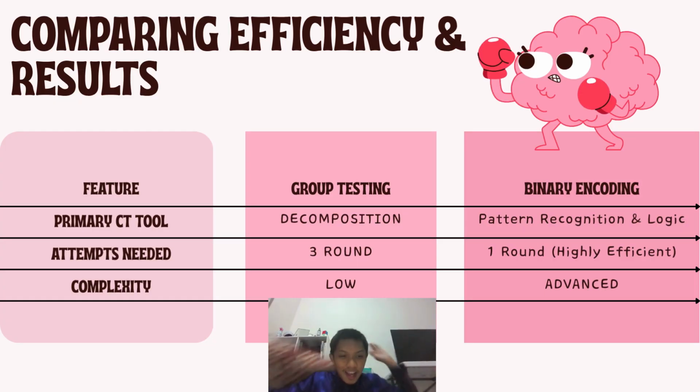You know what? I don't care anymore about the poison because there are a lot of strategies to help me identify where the poison is. So now we will compare the efficiency and the results of these two strategies. To sum up, group testing is simple but can be slow. However, binary encoding is advanced and highly efficient, completing the task well within our limit, which is 5 atoms. That's all.